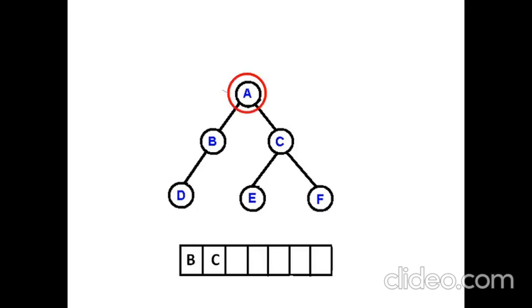Let me repeat. We started with A. We pushed the left and right child of A into the queue, and we then popped the first value from the queue and visited that particular node. So we entered into B. We do the same thing for B. Push its left child and right child into the queue, which means D is pushed into the queue, but because it doesn't have a right child, that's all. We don't have to add one more value. So C and D are currently inside the queue.